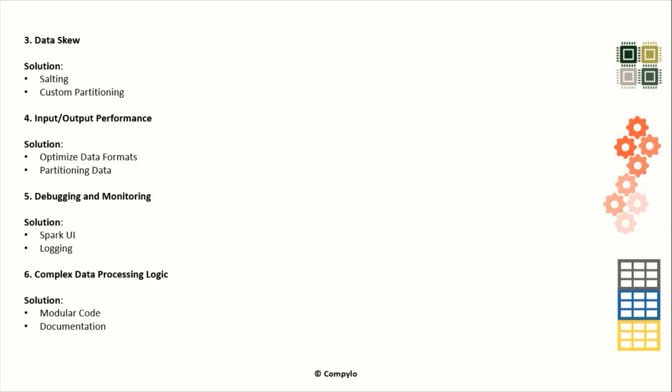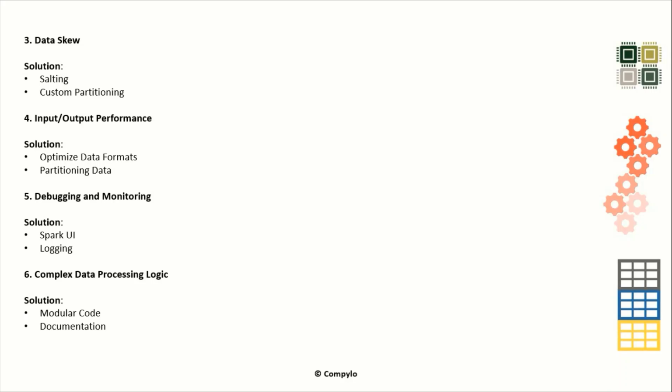One more problem that we generally face is input-output performance. Reading from or writing to external data sources can be slow, particularly with large data sets. And what could be the possible solutions? The first one is optimize data formats. We can use columnar storage formats like Parquet or ORC, which are optimized for Spark and allow better compression and faster read-write operations. Next solution could be partitioning of data. When writing the data, partition it by key or date to allow faster querying later.